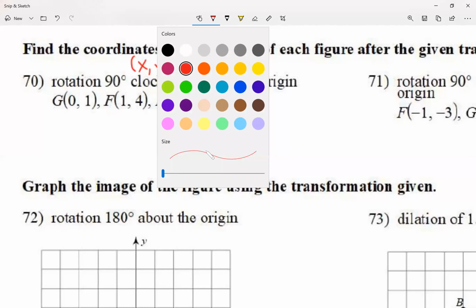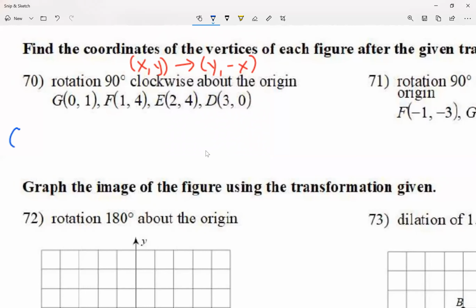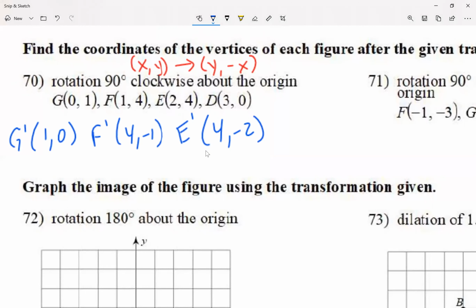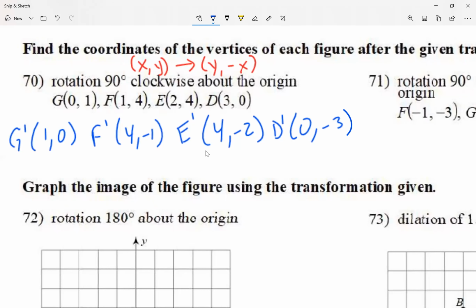What I mean by that is G prime is going to become (1, 0). There's no such thing as a negative 0, so it's just (1, 0). F prime is going to be (4, -1). Notice I switched the sign on the 1. E prime is (4, -2). D prime is (0, -3).